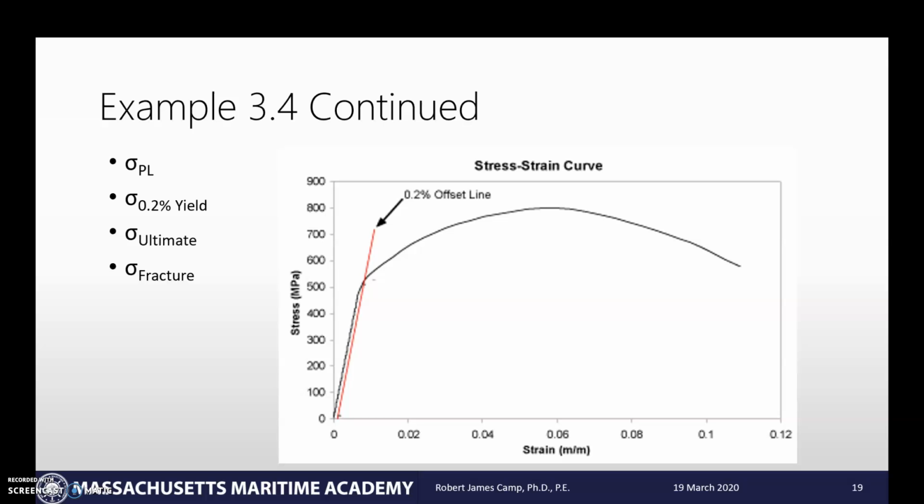Now let's look at how we'd find those other properties on the graph. Because remember, we're looking at a stress-strain graph. We're going to be able to find 5 properties: Young's modulus, which we've already done, proportional limit, the yield stress, the ultimate stress, the fracture stress.